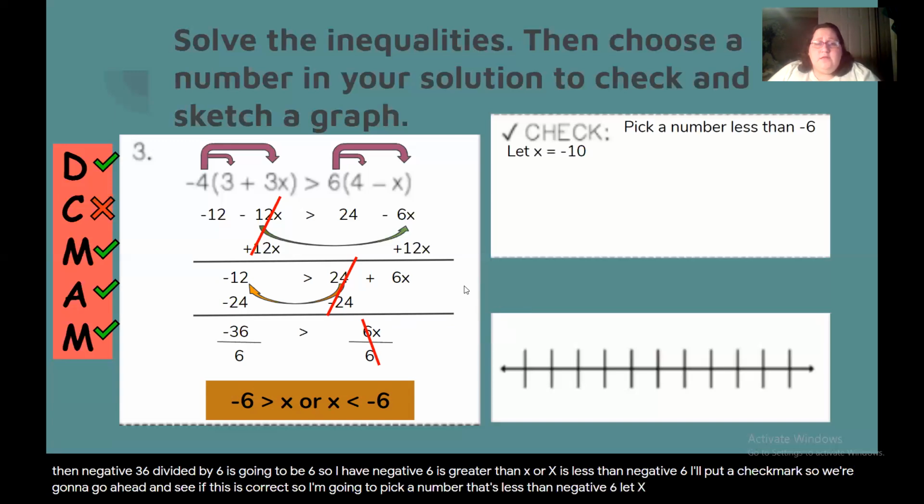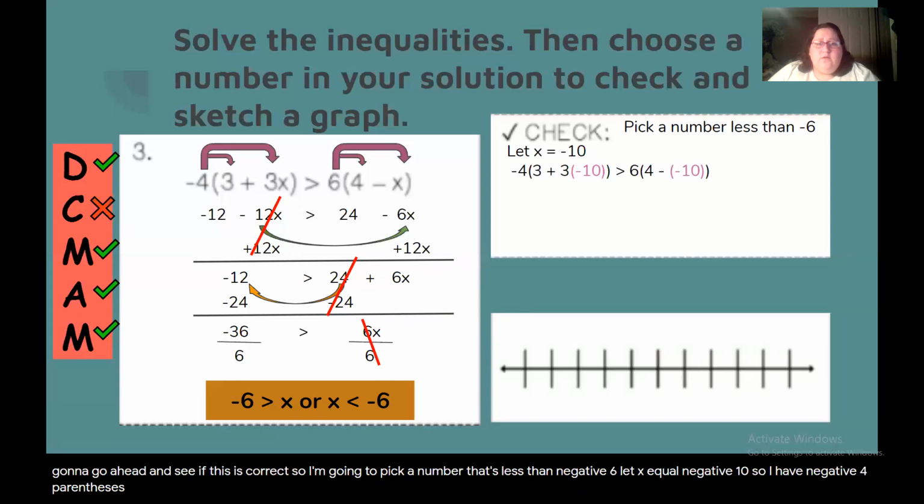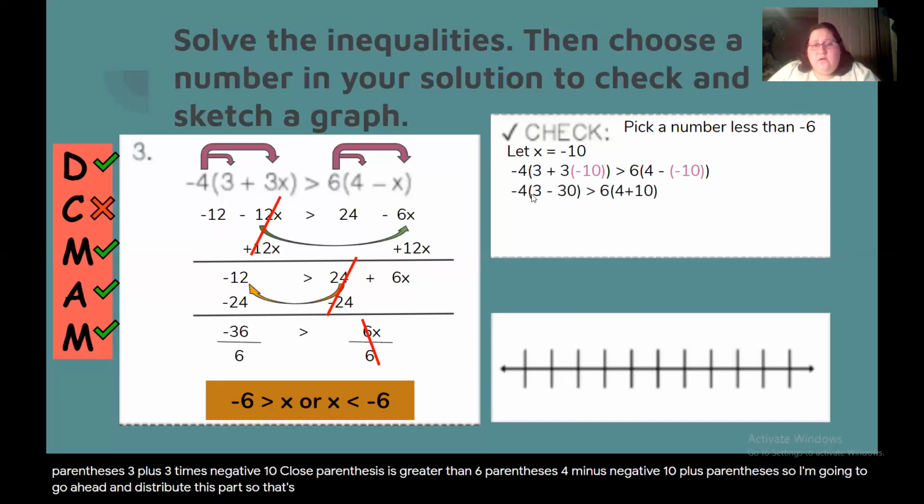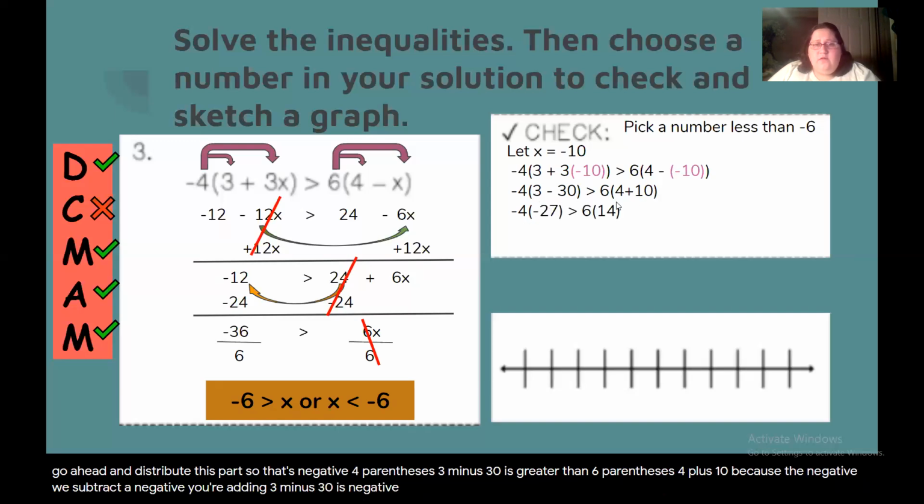Let x equal -10. So I have -4 parentheses, 3 plus 3 times -10 close parentheses is greater than 6 parentheses 4 minus -10 close parentheses. So I'm going to go ahead and distribute this part. So that's -4 parentheses 3 minus 30 is greater than 6 parentheses 4 plus 10, because when you subtract the negative, you're adding. Then 3 minus 30 is -27. 4 plus 10 is 14.